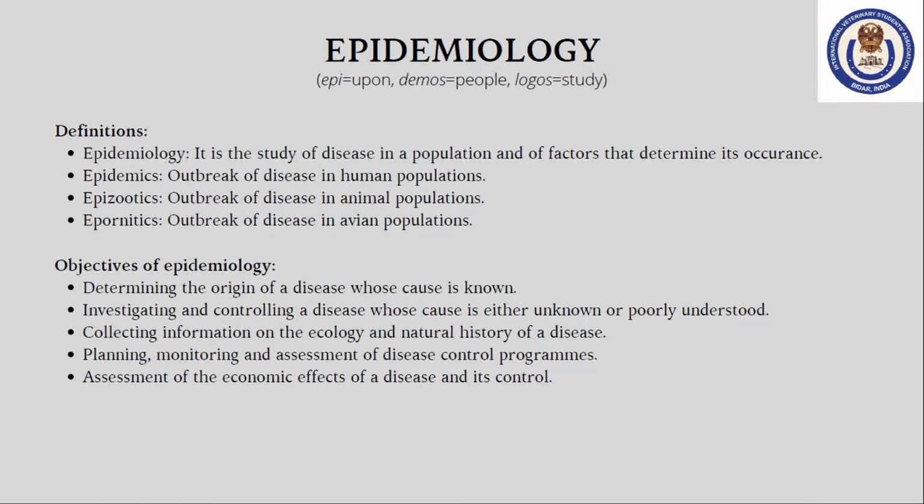Third is collecting information on the ecology and natural history of the disease. This is required to predict where and when a disease might occur. Fourth is planning, monitoring and assessment of disease control programs. Disease control programs require proper planning and also monitoring and surveillance of the program. Fifth is assessment of economic effects of a disease and its control. That is to see whether the control program is economically beneficial or a loss.